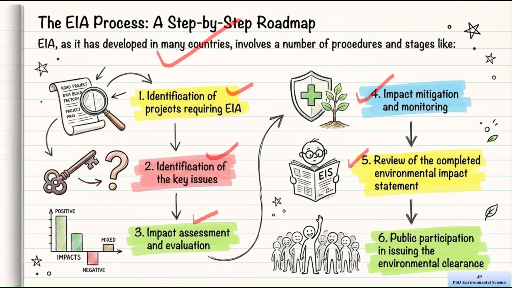Step 6: Public participation in decision making. So in this step, people or the public are involved. They can give opinions. They can raise objections. We ask the public, do you agree with this project? So the EIA process is like a systematic checking system. Decide if EIA is needed, find important issues, study impacts, reduce impacts, review the report, involve the public.